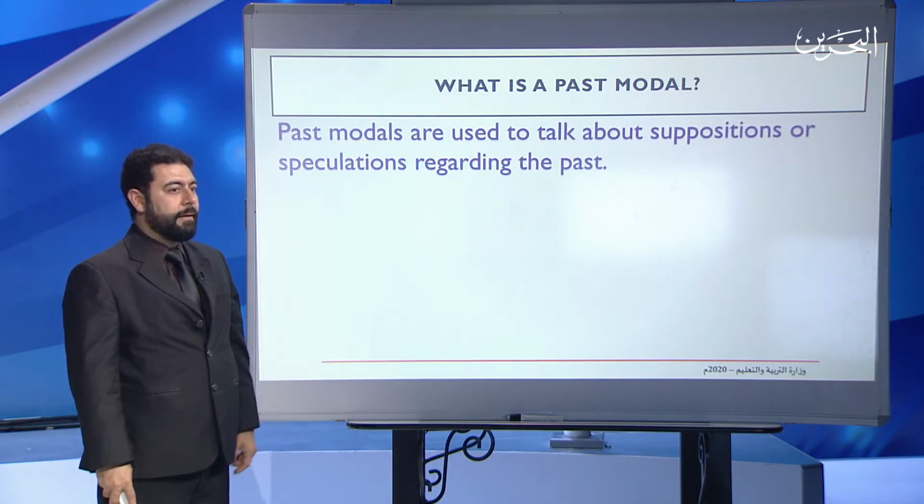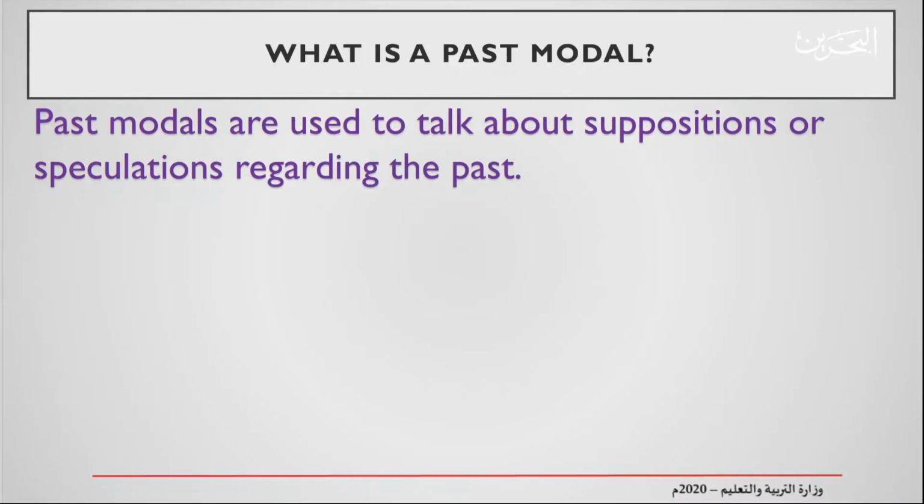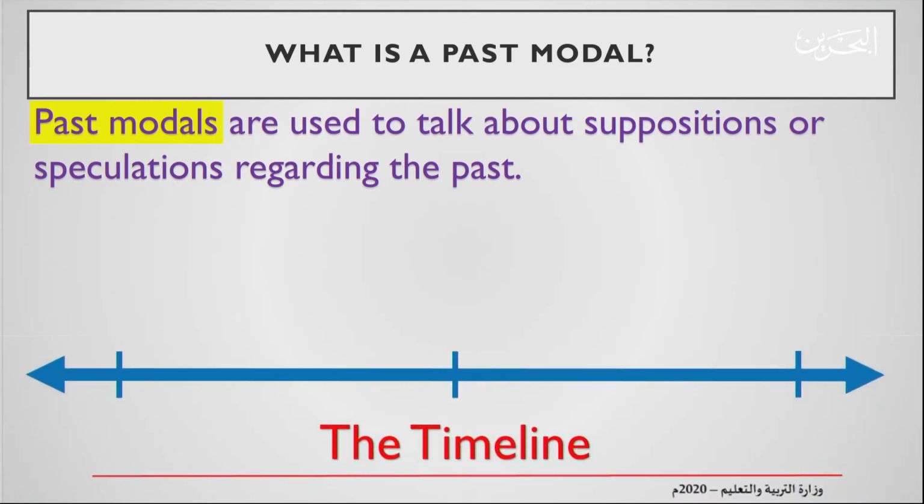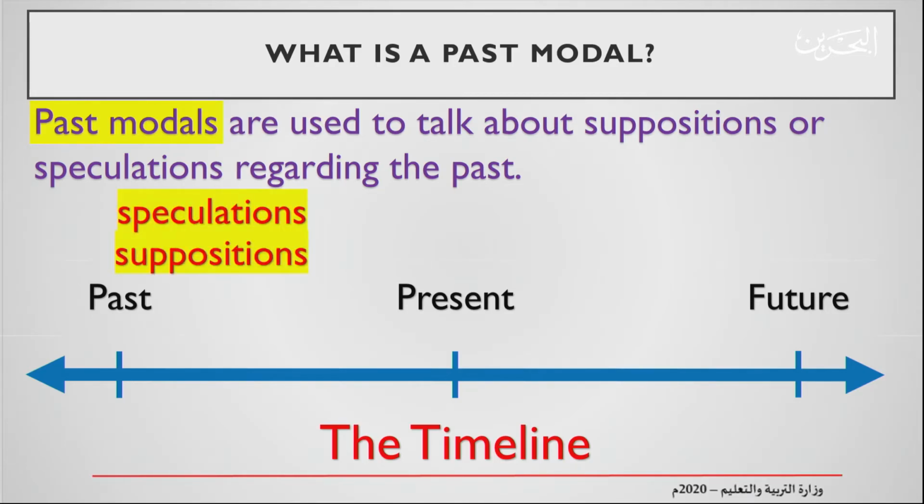So, let me explain past modals even further. Past modals are used to talk about suppositions or speculations. I will pull up the timeline, where the present is in the middle, the past and the future. We use past modals to talk about suppositions or speculations regarding the past, which is at an unknown or unspecific point in time in the past.